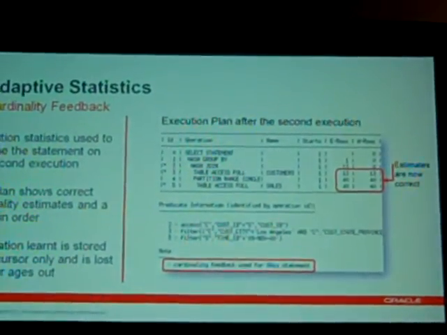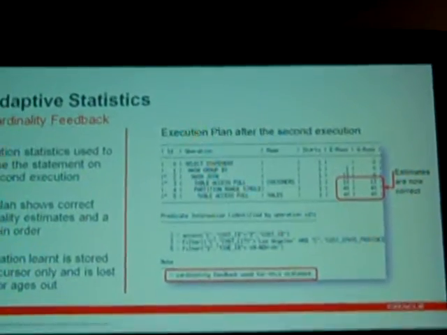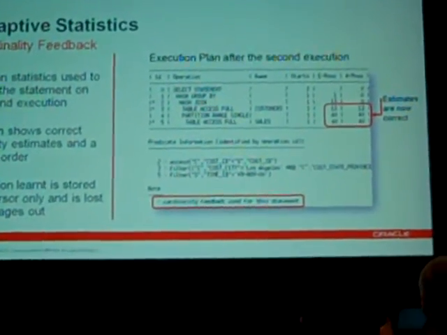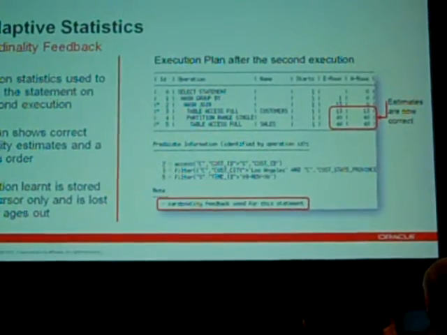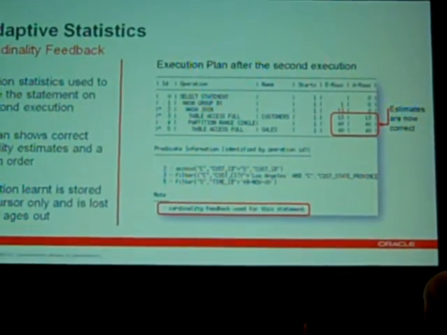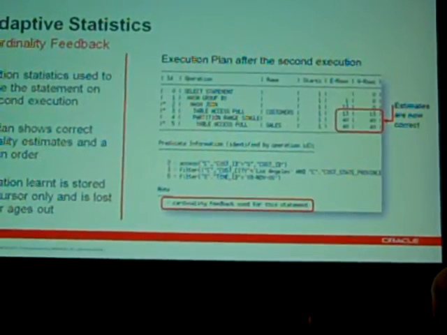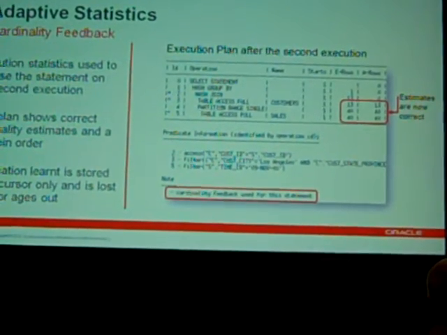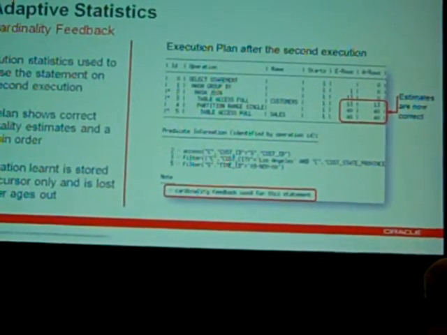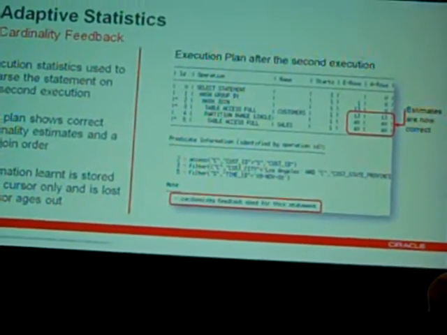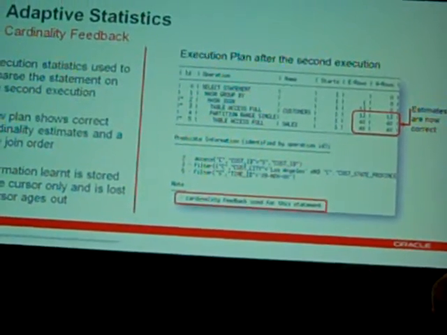So what do we do? Well, on the second execution of that SQL statement, what we're actually going to use are those statistics we learned during the first execution instead of the base statistics. It's going to give us a much more accurate estimate of the number of rows that are being returned by each of the operations. And it's going to give us a different execution plan. Based on that, we decided to flip the join order and get a better execution plan for our SQL statement.